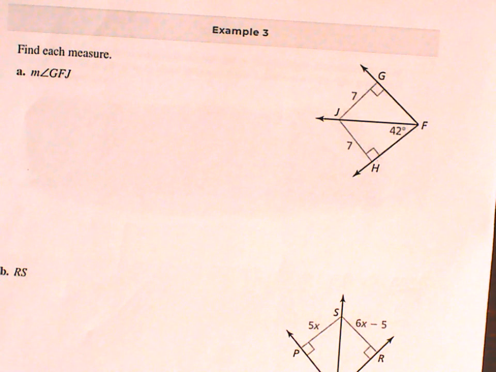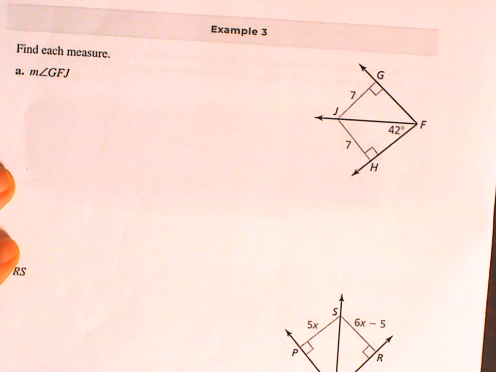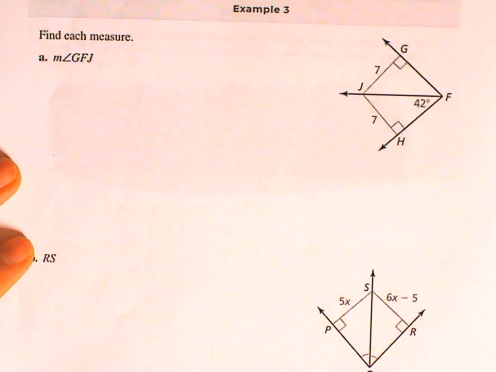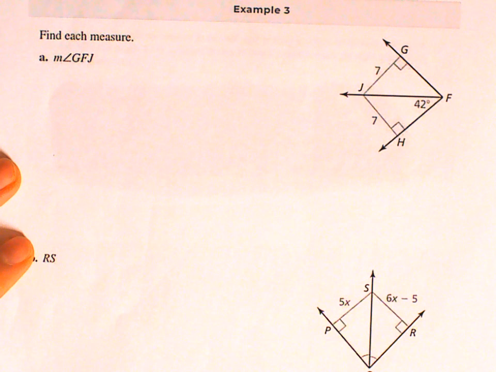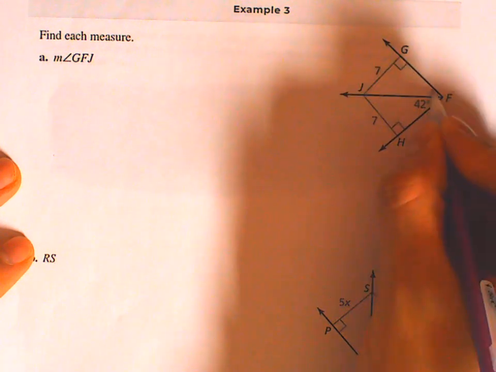Okay, so for example number 3, we're going to use the angle bisector theorem and its converse. Here, they want me to find the measure of angle GFJ. So pretty much, what is this angle right here?